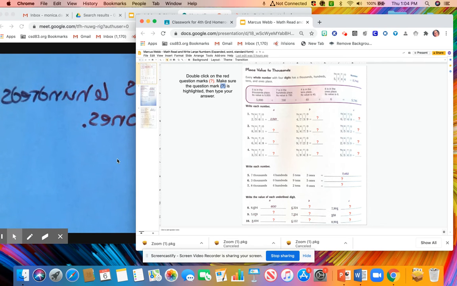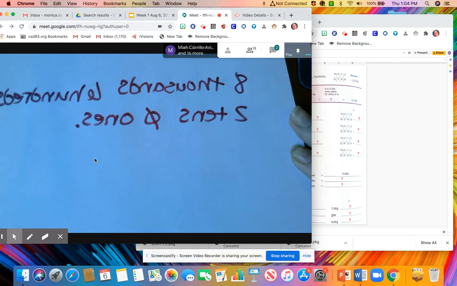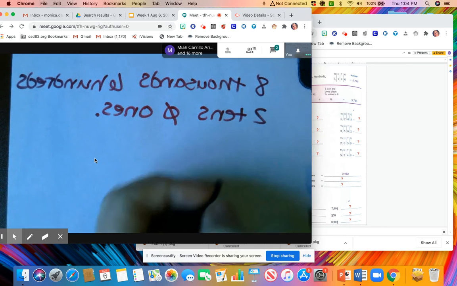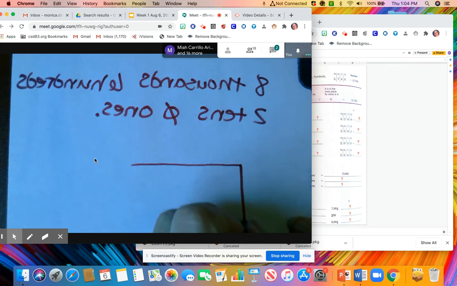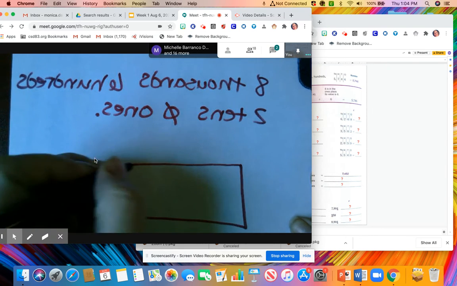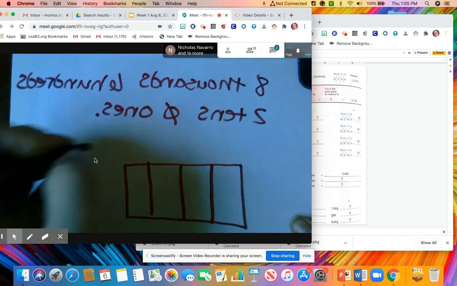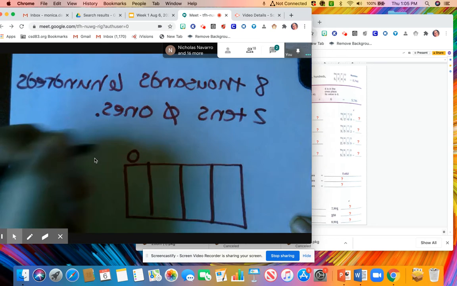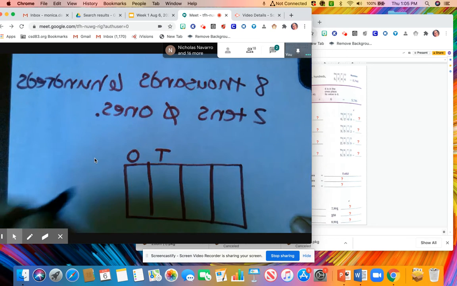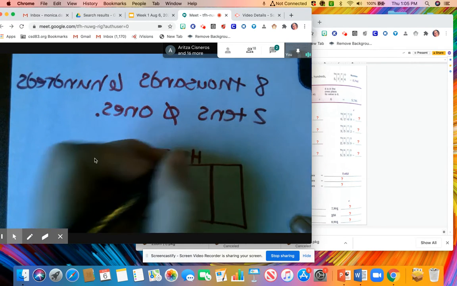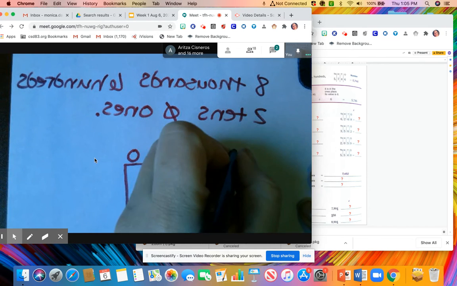Okay, if I said write each number, we're going to start with our place value first. I told you you're going to be experts drawing this by the end of the year. So I'm going to label it. I got ones, tens, hundreds, and thousands.